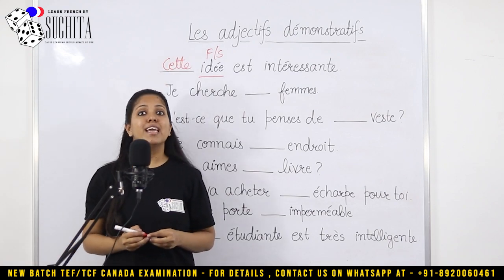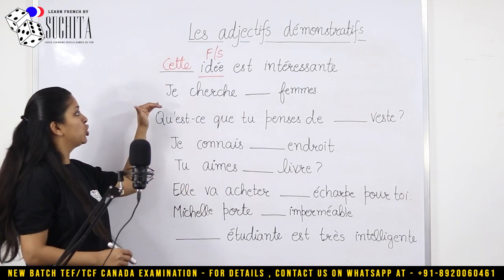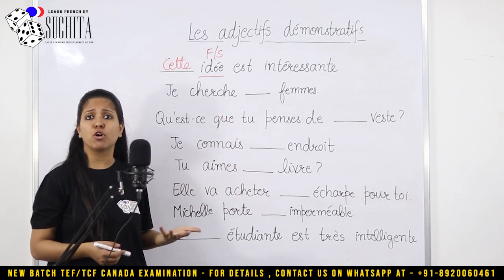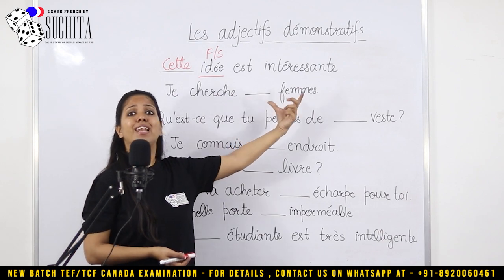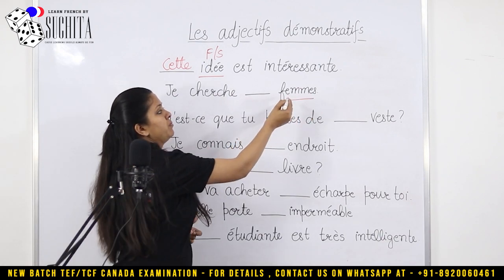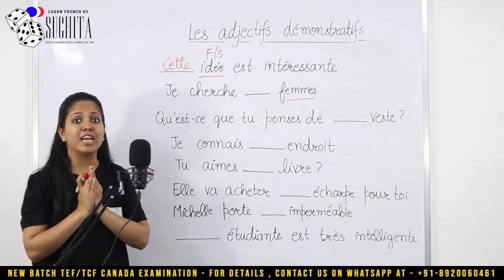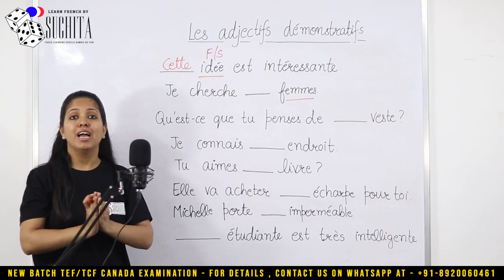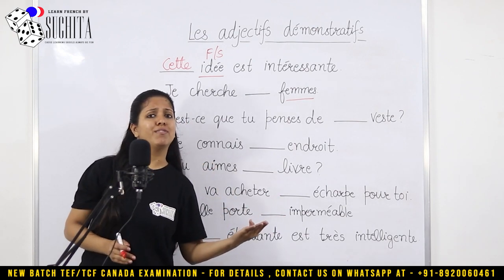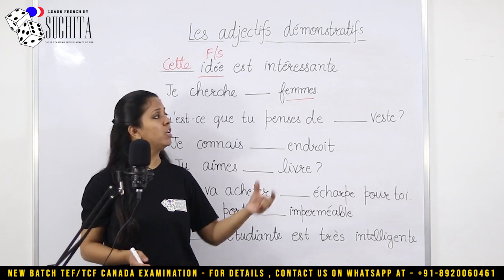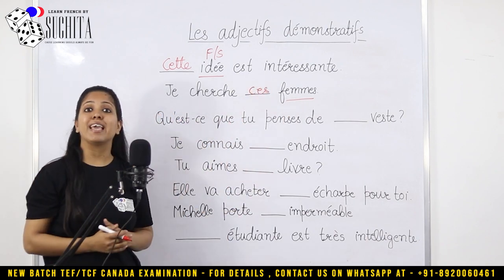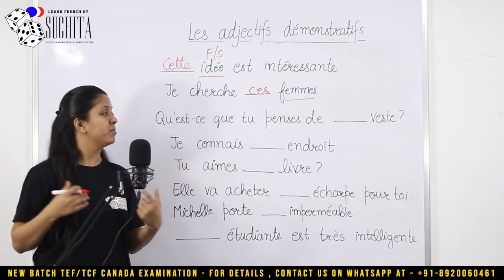Cette idée est intéressante. Now, je cherche ces femmes. Je cherche, I'm searching for, I'm looking for these ladies. Alors, you will always look at the word which is next to the dash. Femmes, c'est pluriel. I told you, if the word is plural, you do not have to care about anything. Is it beginning with a vowel, or is it masculine, or is it feminine? If it is plural, just blindly apply ces. Je cherche ces femmes.